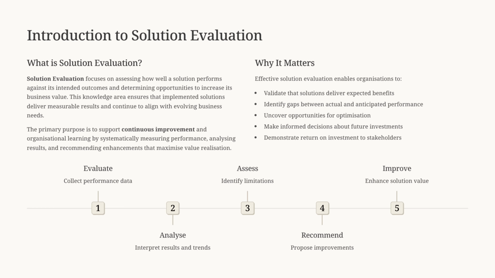Down at the bottom of this slide, you can see the 5 stages of evaluation. We evaluate, analyze, assess, recommend, and finally improve. These steps together form a continuous loop of performance and progress, the heartbeat of any modern, agile organization.